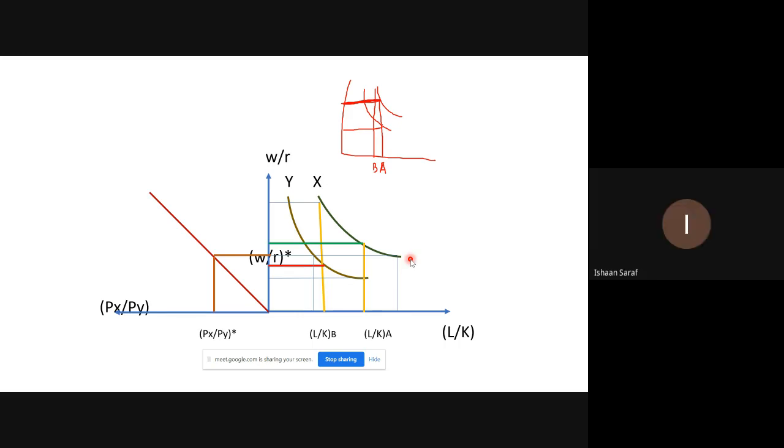Okay, ma'am. In some diagrams, in some books, you can find these lines are just straight lines, downward sloping. So that is not an issue.